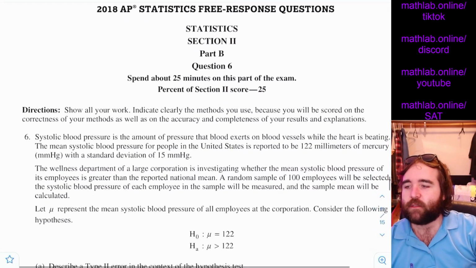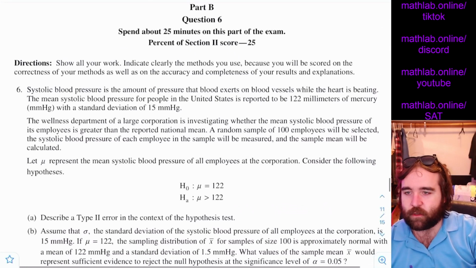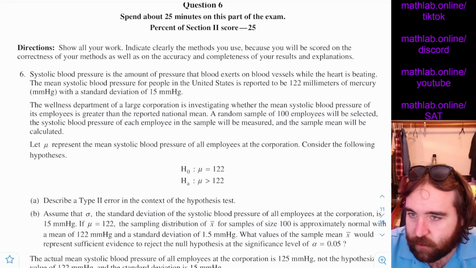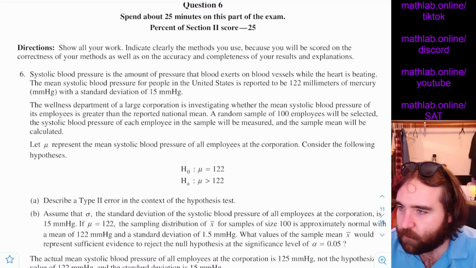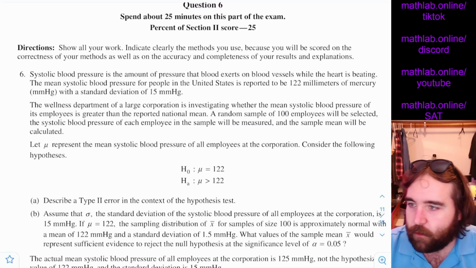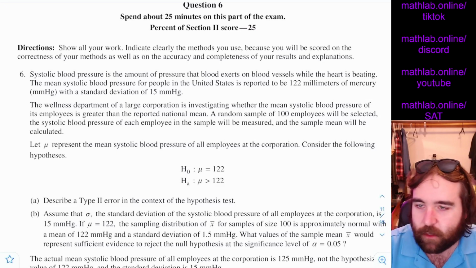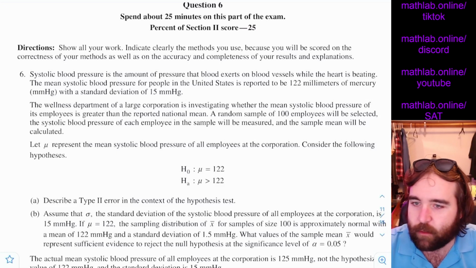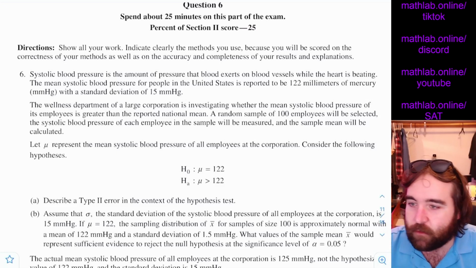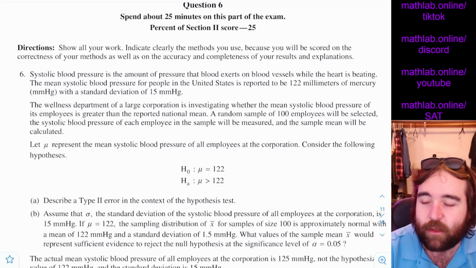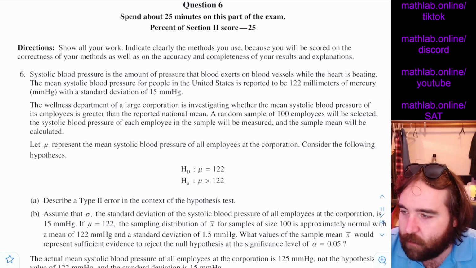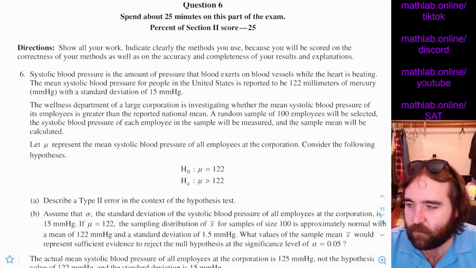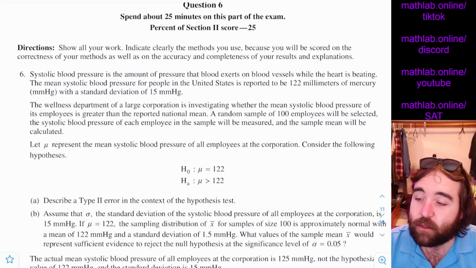Number 6. Systolic blood pressure is the amount of pressure that blood exerts on the blood vessels while the heart is pumping. The mean systolic blood pressure for people in the United States is reported to be 122, with a standard deviation of 15. The wellness department of a large corporation is investigating whether the mean systolic blood pressure of its employees is greater than the reported national mean. A random sample of 100 employees will be selected. The systolic blood pressure of each employee in the sample will be measured, and the sample mean will be calculated. Let mu represent the mean systolic blood pressure of all employees of the corporation. Consider the following hypothesis. Describe a type 2 error.